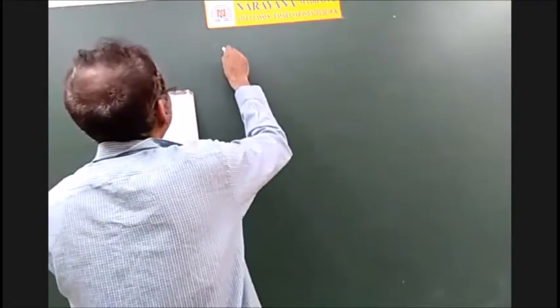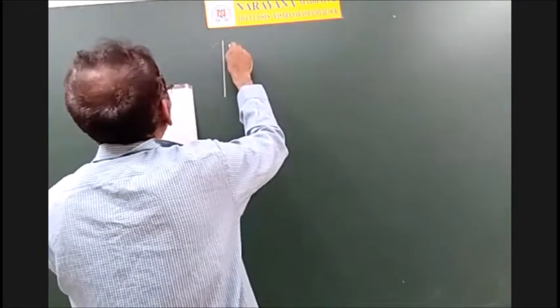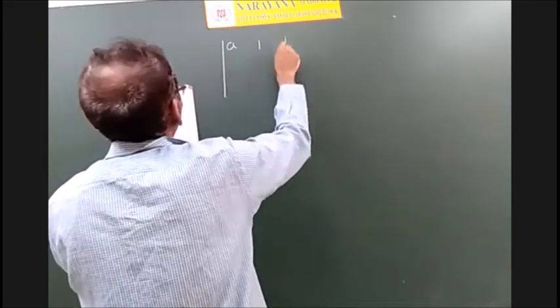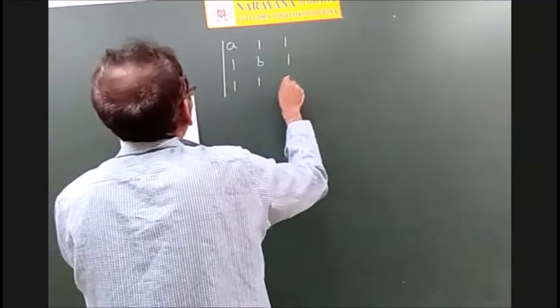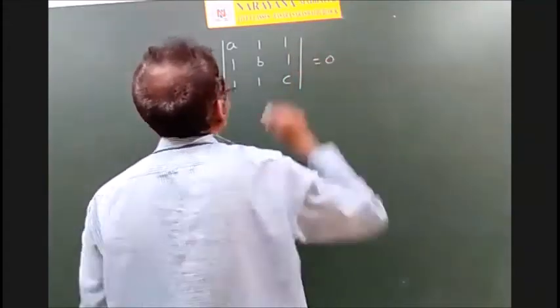Students, next question number 66. The system has a non-trivial solution again. So I am directly writing the determinants and equating to 0. 1, b, 1, c is equal to 0.